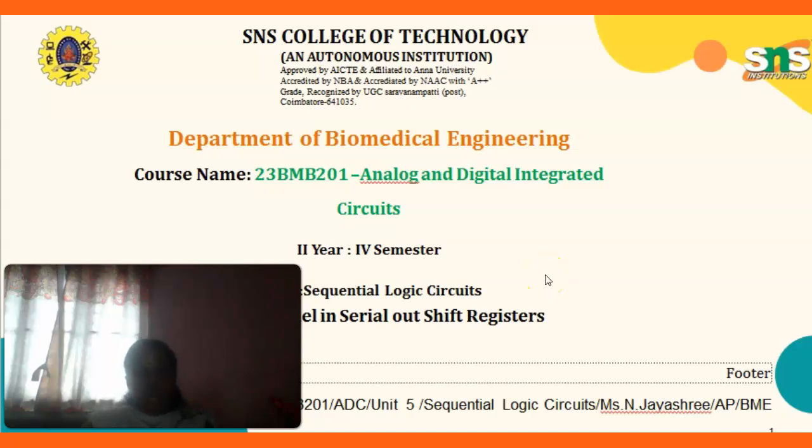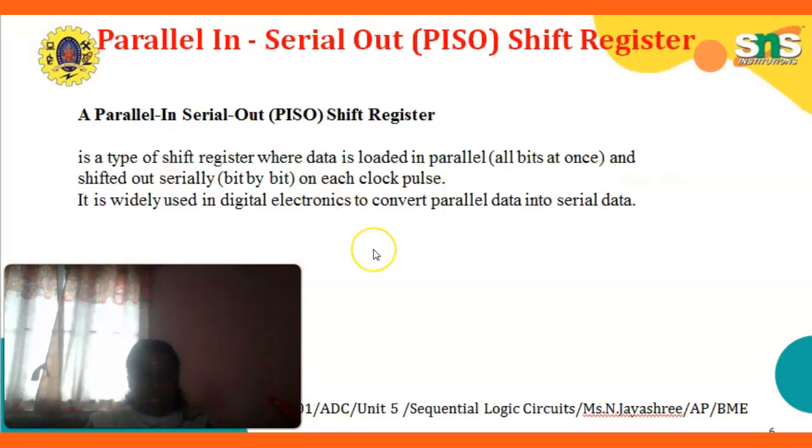I am going to take analog and digital integrated circuits and the sequential logic circuits: parallel in serial out shift registers. Okay, so this is what a parallel in serial out shift register is. It is a type of shift register where the data is loaded in parallel and shifted out serially on each clock pulse. It is widely used in digital electronics to convert parallel data into serial data.